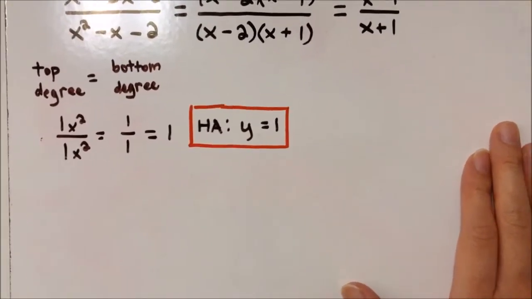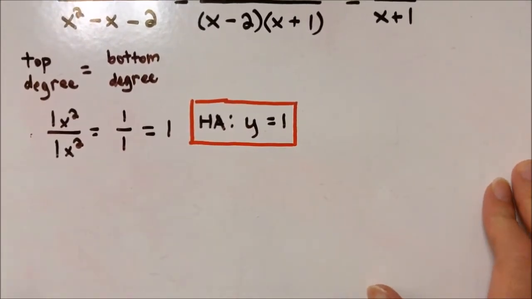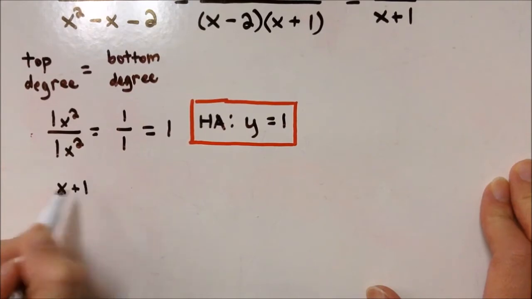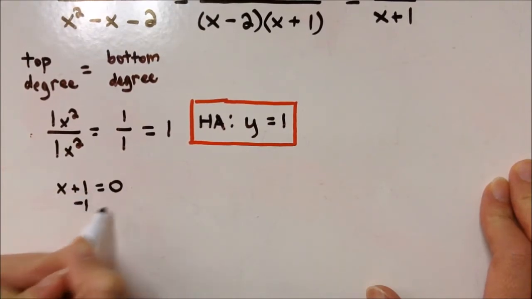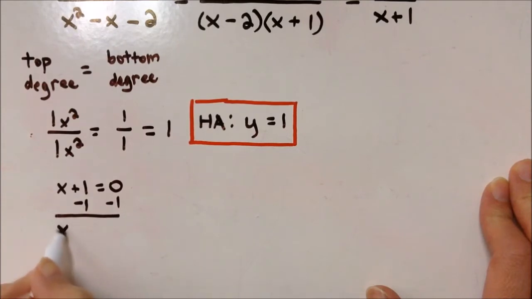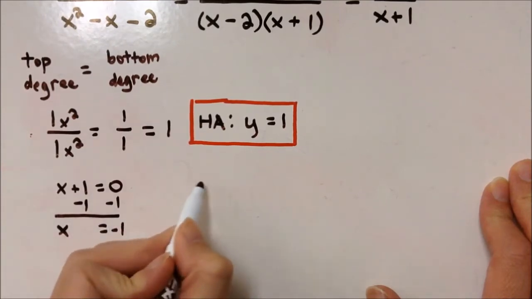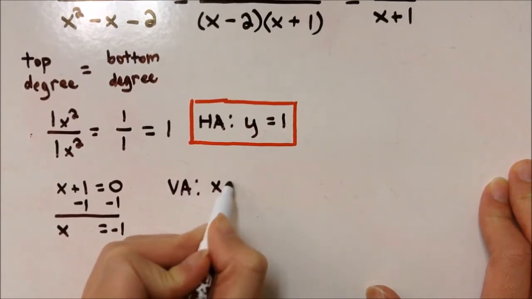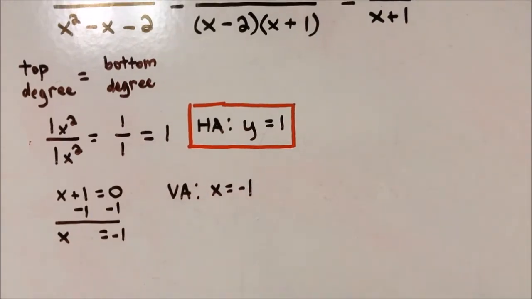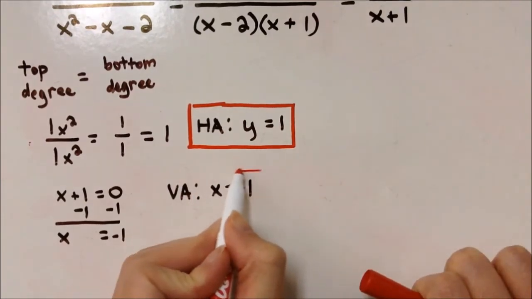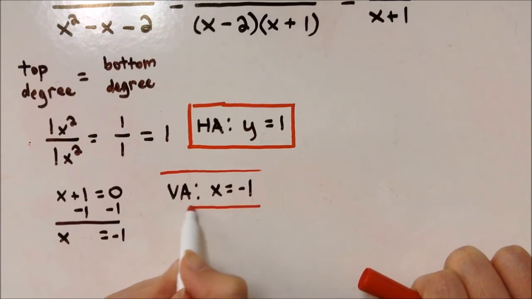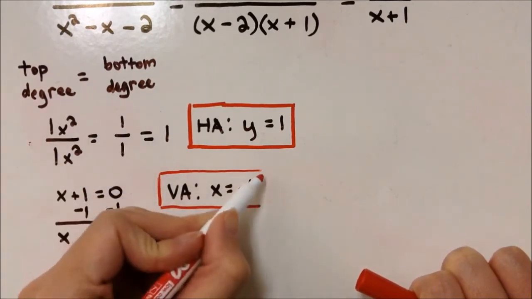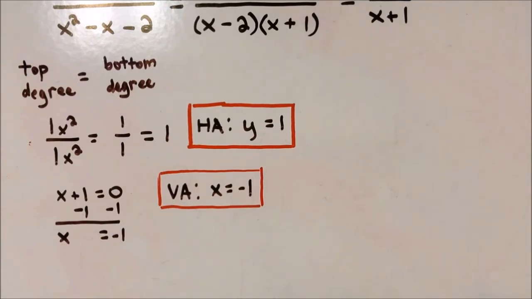So, zoom in for a bit. We're going to do x plus 1 equal to 0. Solve for it. X equals -1. So therefore, we have a vertical asymptote at x equal -1. And of course, I'm going to box this up. Okay, now we have horizontal asymptote, we have vertical asymptote.